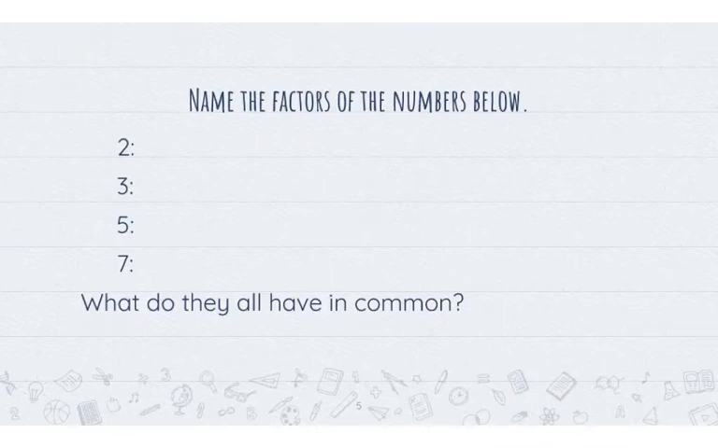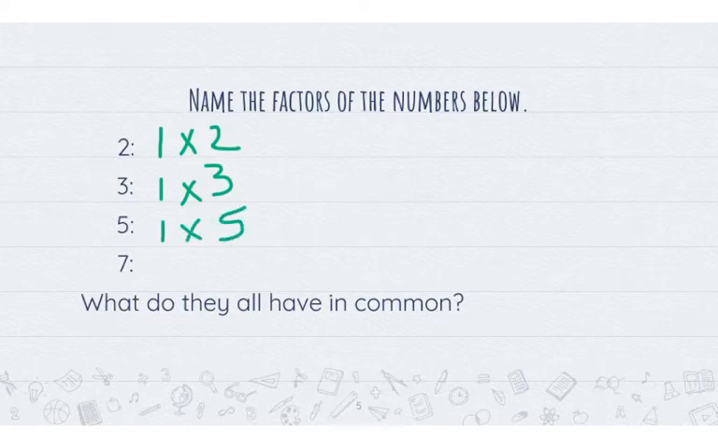What we're going to do here is name the factors of the numbers below. So let's go ahead and pick out this pretty green color. What are the factors of 2? Those are 1 times 2. Factors of 3, 1 times 3. Factors of 5, I can say 1 times 5. And factors of 7, I can say 1 times 7.